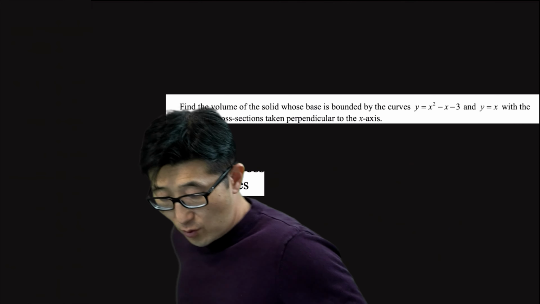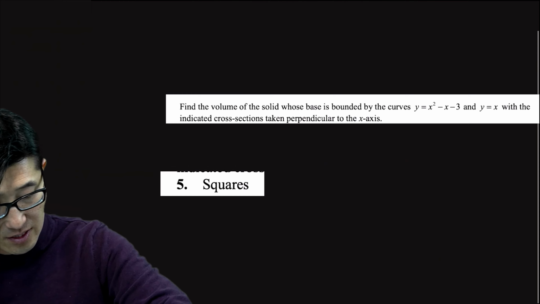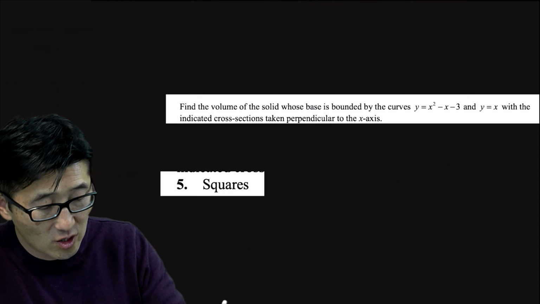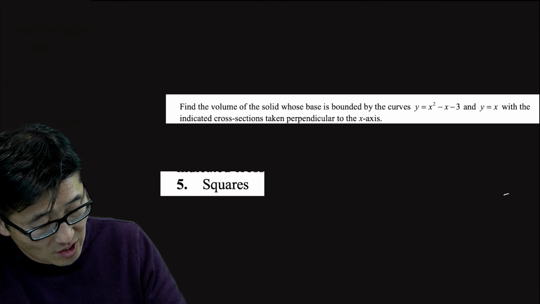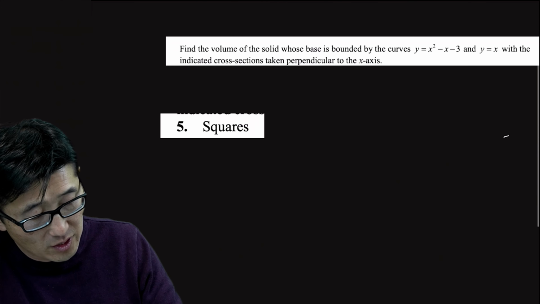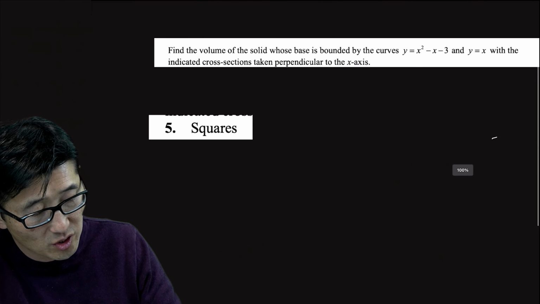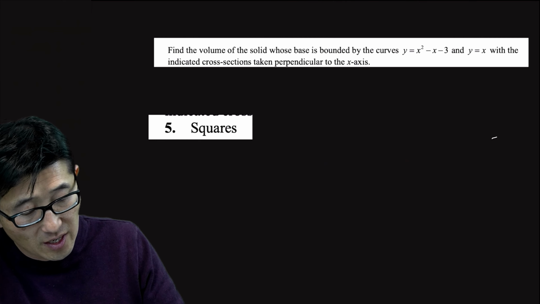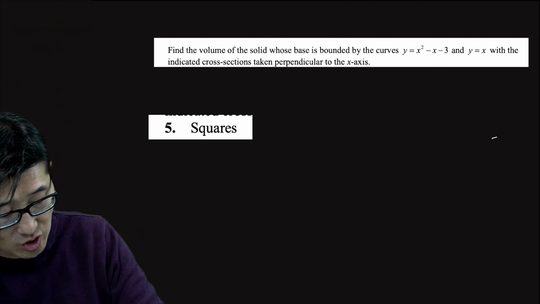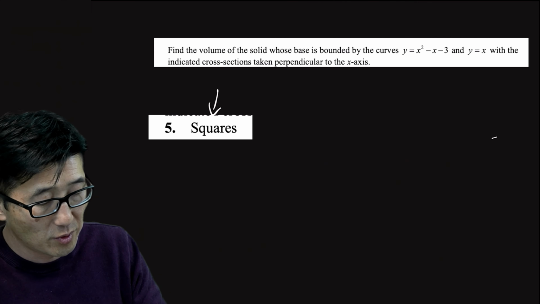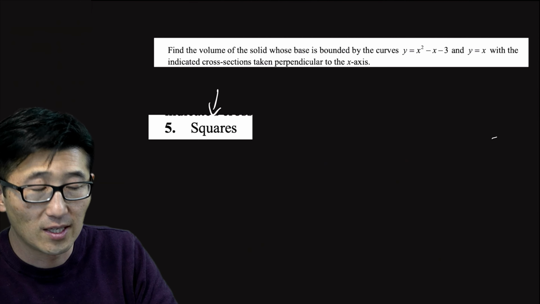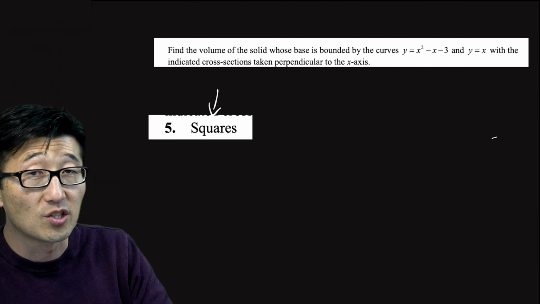All right, let's look for the answer to number five. We're going to look for the volume of the solid whose base is bounded by the curves y equals x squared minus 3 and y equals x, with the indicated cross sections, which are squares, taken perpendicular to the x-axis. All right, so we have to know what this looks like first.